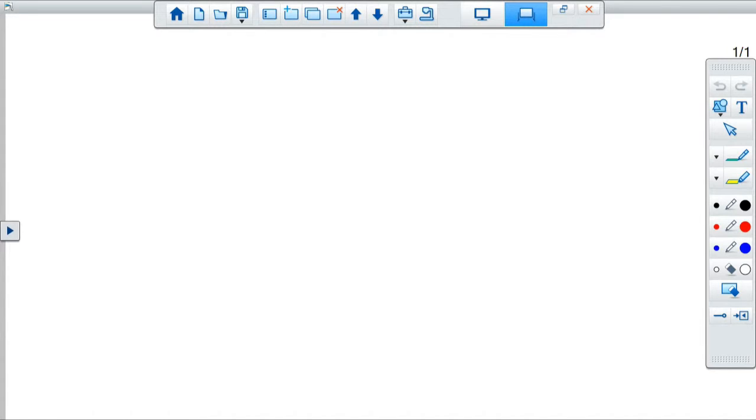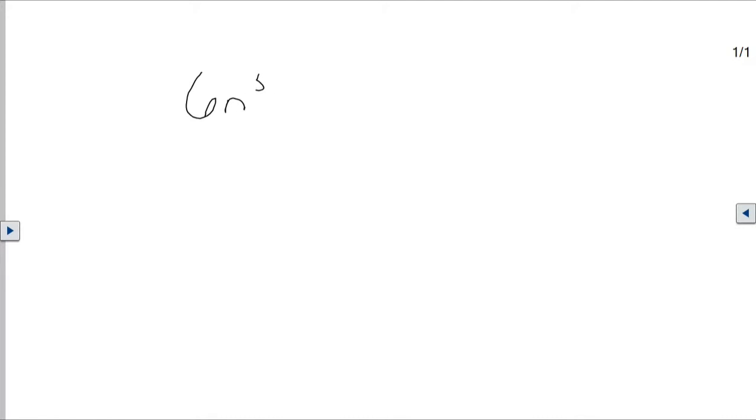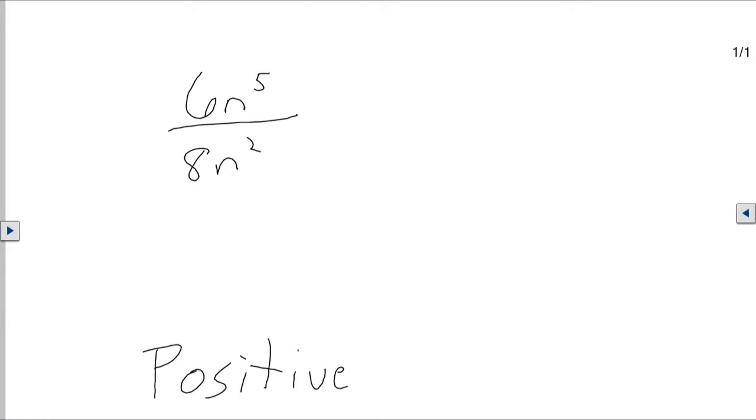Now that we've learned some of our rules for exponents, we're going to look at how we can use those rules to simplify some expressions. Let's start with example 6n to the 5th power over 8n squared. For this first set, I only want to use positive exponents.